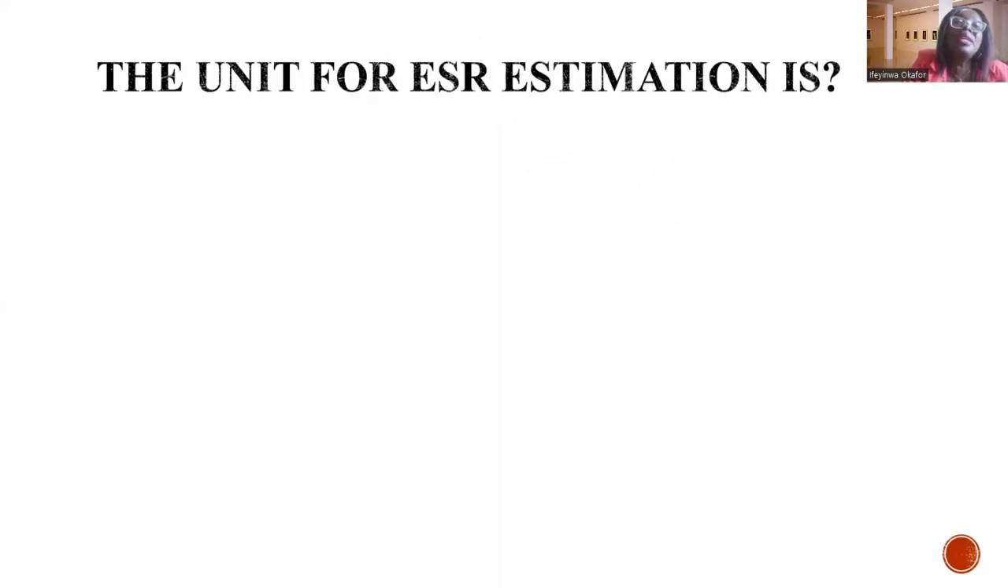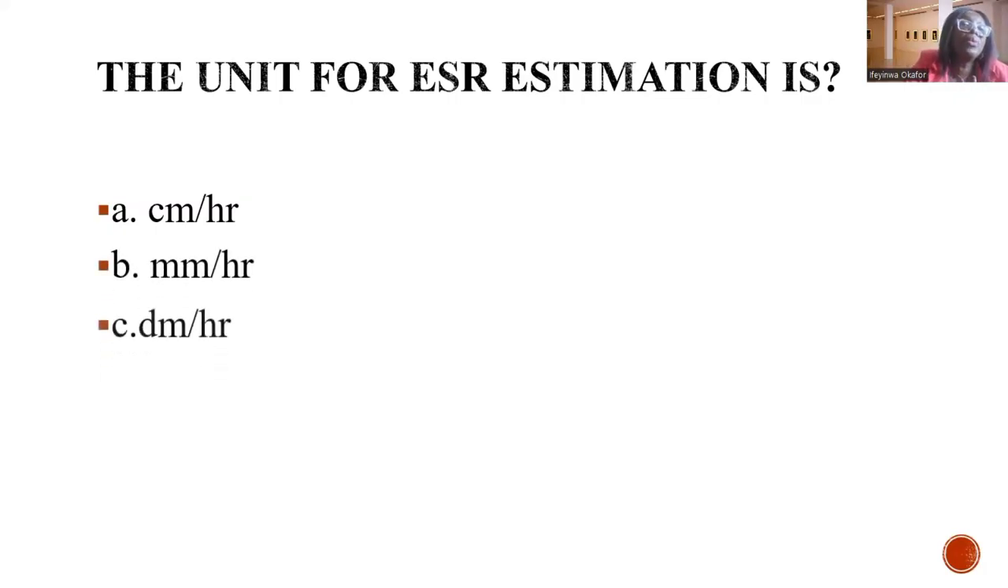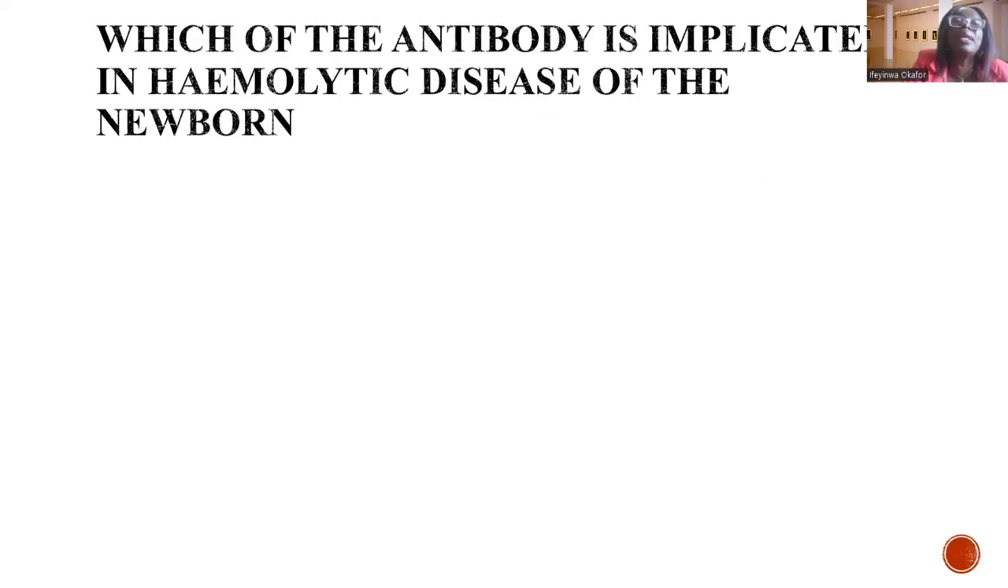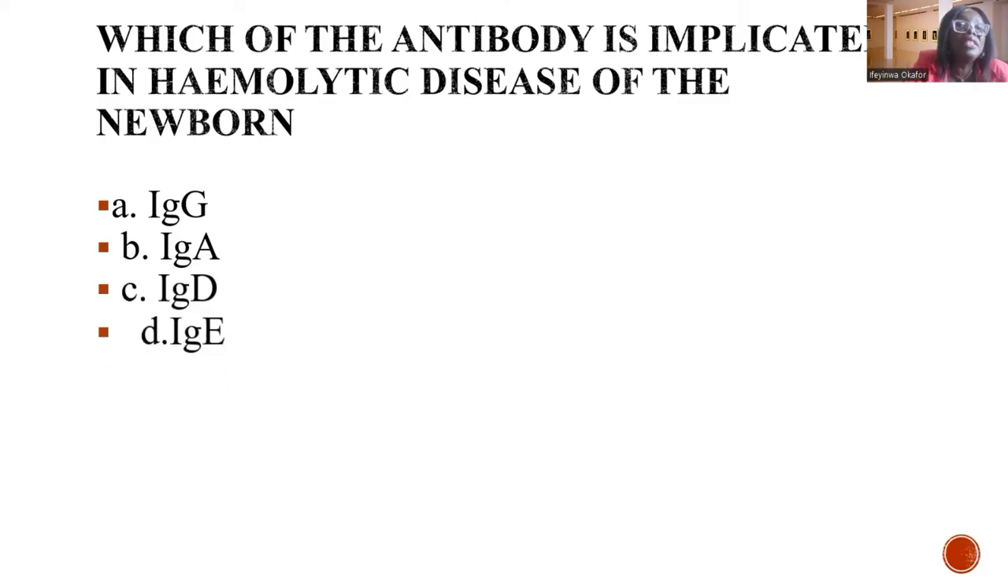The unit for ESR estimation is: cm per hour, ml per hour, dm per hour, inches per hour. Answer is millimeter per hour. Which antibody is implicated in the hemolytic disease of the newborn? We have IgG antibody, IgA antibody, IgD antibody, IgE antibody. The answer is IgG antibody. IgG antibody is the one implicated in hemolytic disease of the newborn because it can cross the placenta to harm the unborn child.